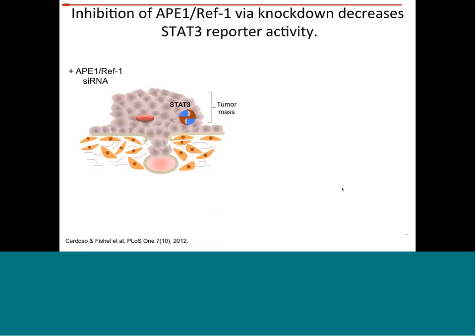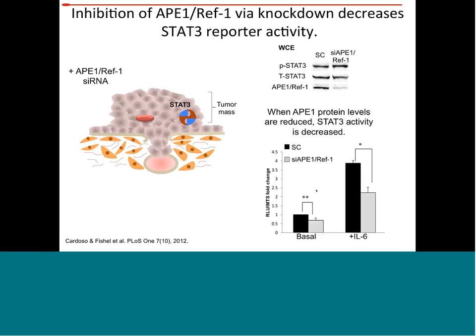The next thing we did was we wanted to take APE out of these tumor cells and see how that affects STAT3. We also wanted to show that this was actually at the DNA level and at the activity of STAT3. So we did a Western blot on whole cell lysates showing that the phosphorylation of STAT3 is not changed when APE is knocked down, and the total amount of STAT3 is not changed. Our knockdown worked. We just don't see changes in the activation of STAT3 at the level of phosphorylation. However, when we look at the basal levels or under situations of stimulation, we see a dramatic reduction in the amount of STAT3 DNA binding if APE1 is not present.